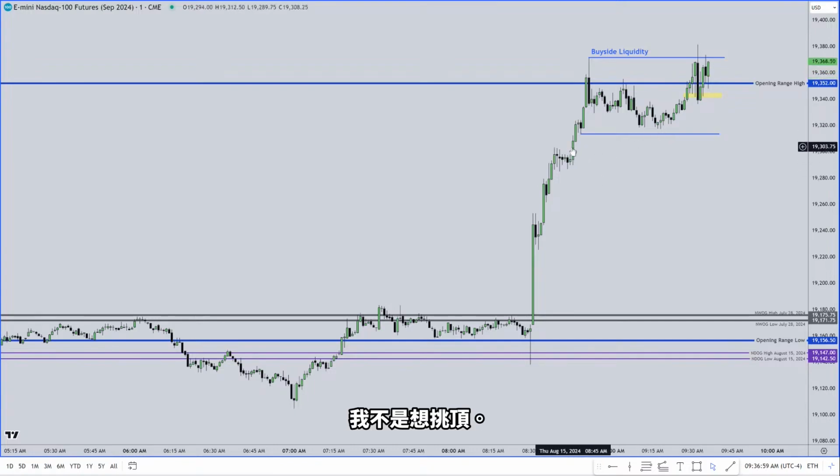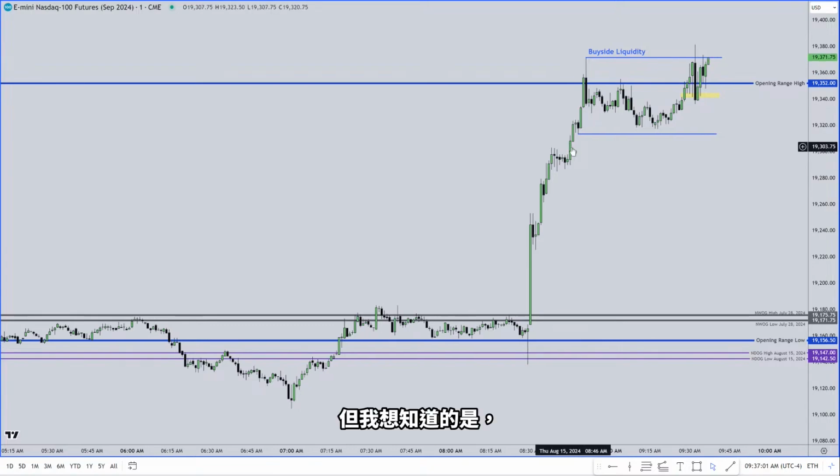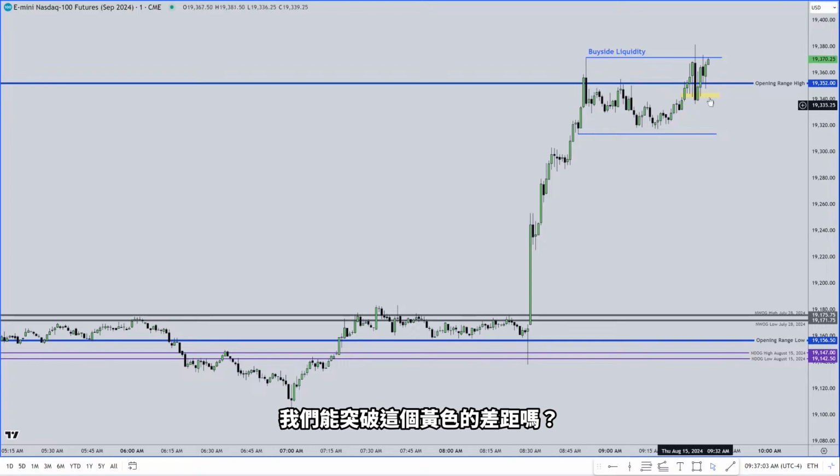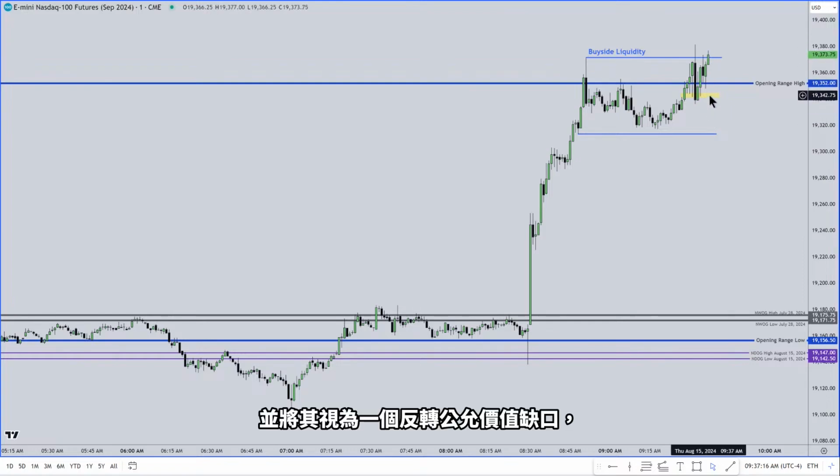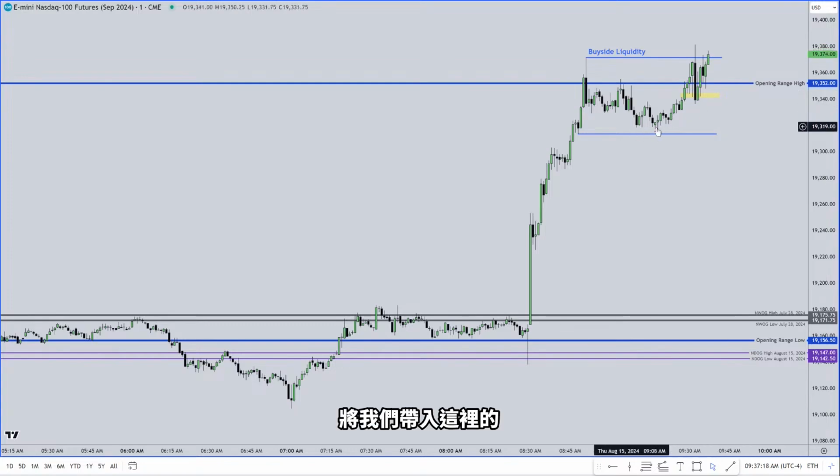This gap right here and the liquidity, my focus is here. I'm not trying to pick the top, but what I'm looking for is I want to see, can we break below this gap that's in yellow? Okay, that's where my focus is. My eye is there because I want to see, do we get below it, come back up and treat it as an inversion fair value gap that sends us into the liquidity here and into this gap right there.